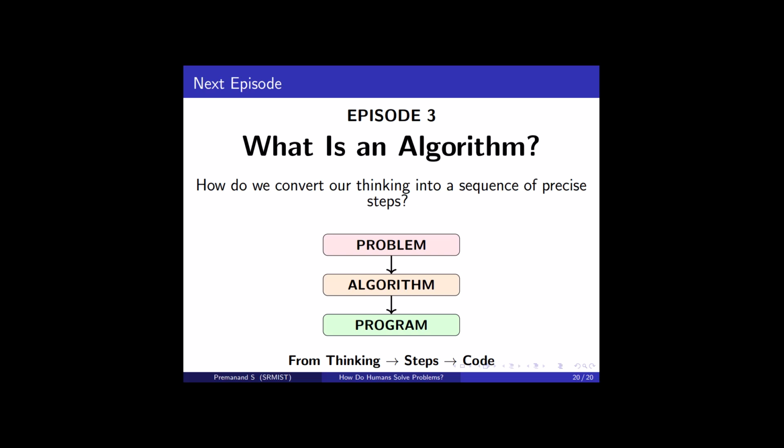But how do we take all this thinking and write it down as a clear sequence of steps? And what exactly is an algorithm, which means, what makes a sequence of steps an algorithm? Can we write an algorithm without using C? And how do we eventually convert the algorithm into a program? That's what we will explore in episode 3. So, what is an algorithm?